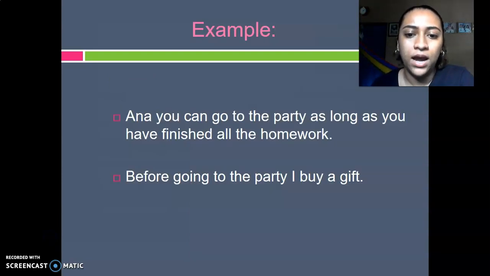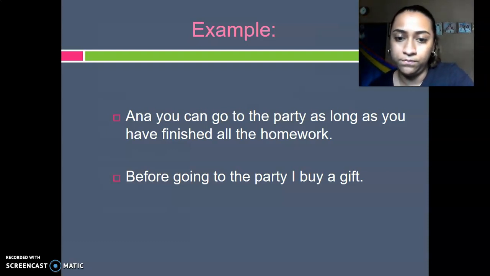For example, Anna, you can go to the party as long as you have finished all the homework. We can see that "you have finished the homework" is the dependent clause. Before going to the party, buy a gift. Here we have a complex sentence. "Before going to the party" is the dependent clause, and "buy a gift" is the independent one.